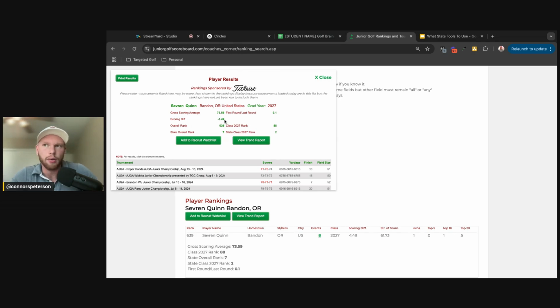And so we can say, all right, well, how much do we need to improve per year in order to reach our goals? Let's say we want to get to a scoring differential of -3. So we need to improve by 9 shots. Let's say we're a freshman right now. So we've got essentially 3 years ahead of us. We've got freshman, sophomore, and junior year in order to improve to that -3. Okay, well, we need to improve by 3 shots per year.